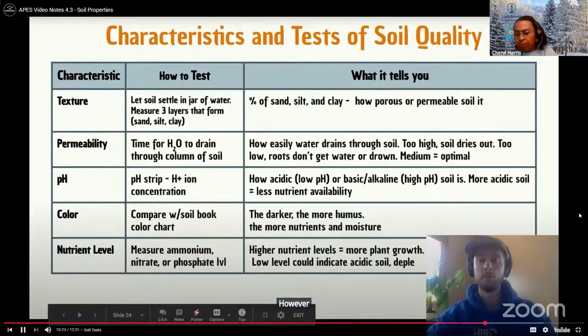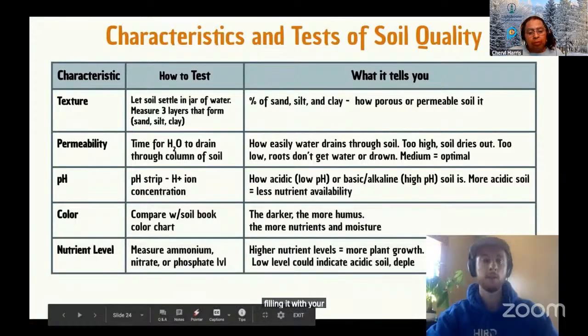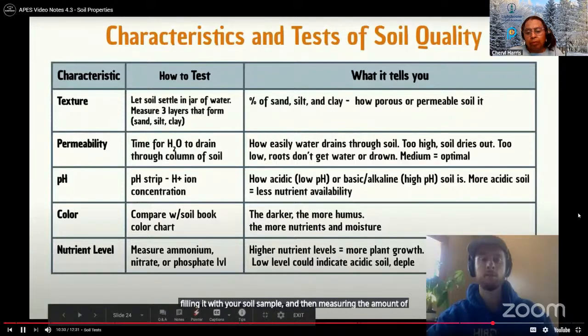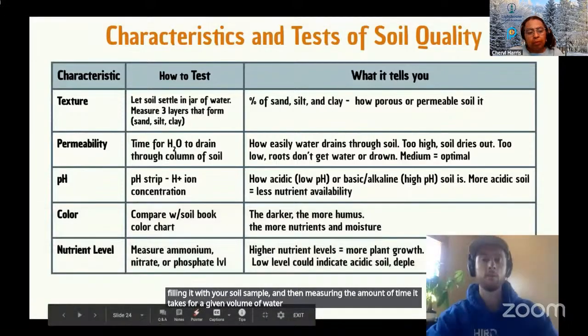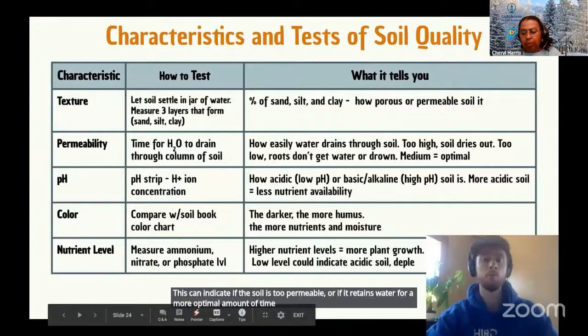However, if you want to measure the permeability directly, that's a relatively easy thing to do by just setting up a plastic column, filling it with your soil sample, and then measuring the amount of time it takes for a given volume of water to drain through your sample. Now, you'd want to do this relative to a control. This can indicate if the soil is too permeable or if it retains water for a more optimal amount of time, which will allow plants' roots to access it.